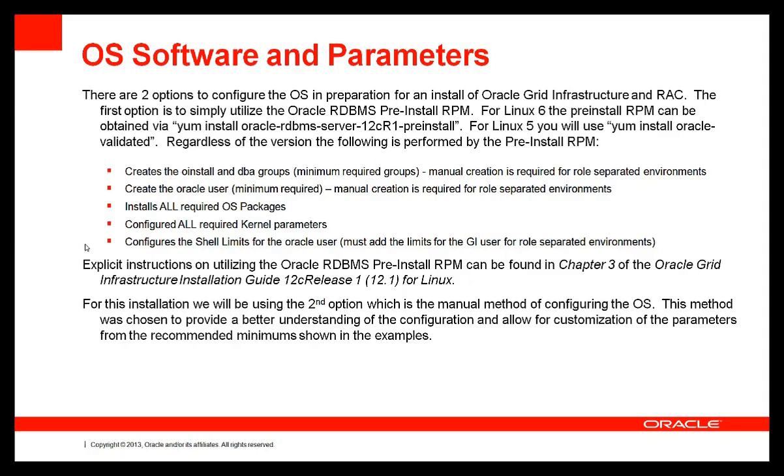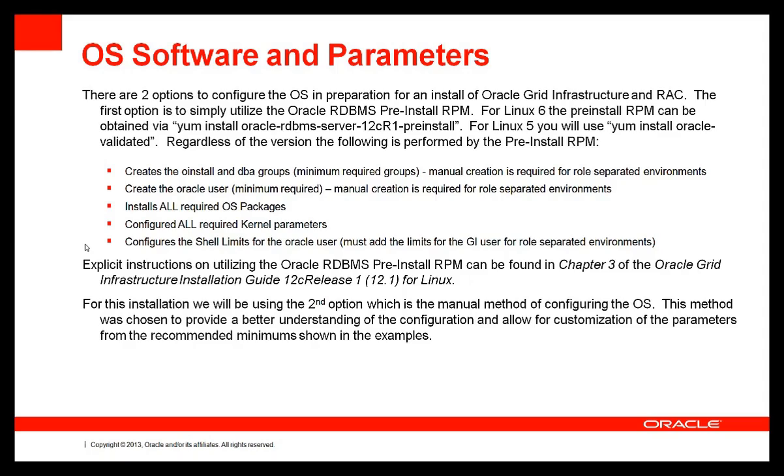And installs all OS packages that are required. Configures all kernel parameters per the requirements. And it also configures the shell limits for the oracle user. If you're installing on a role-separated environment, you may need to add the limits for the grid infrastructure user. Explicit instructions for utilizing the Oracle RDBMS pre-install RPM can be found in Chapter 3 of the Grid Infrastructure Installation Guide 12cR1 for Linux.